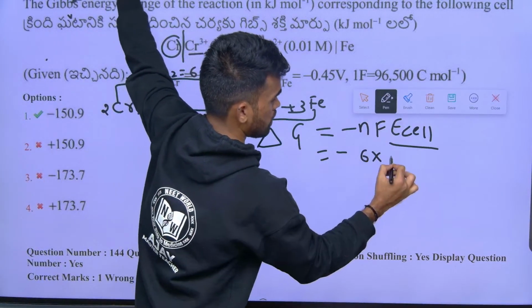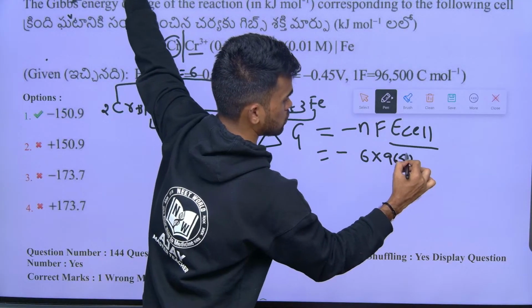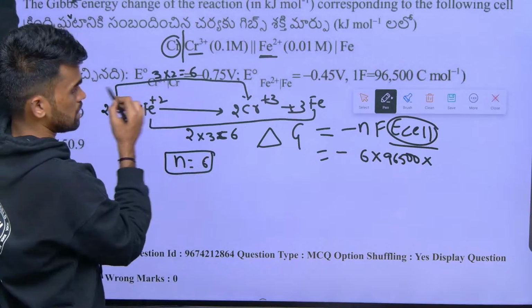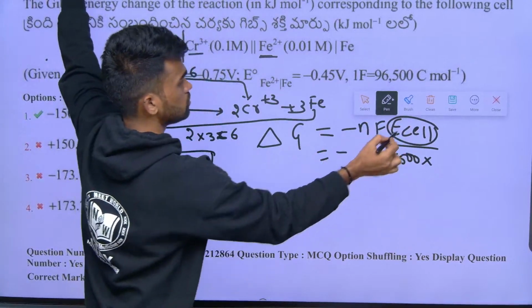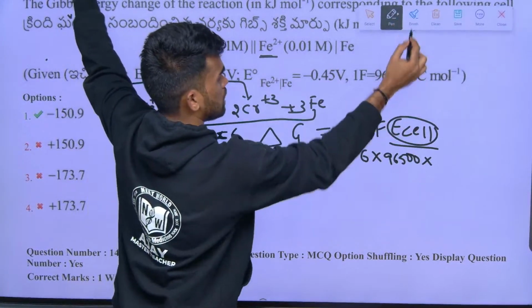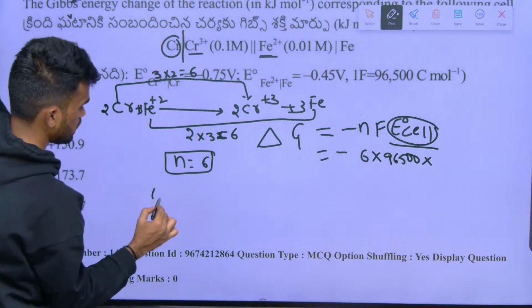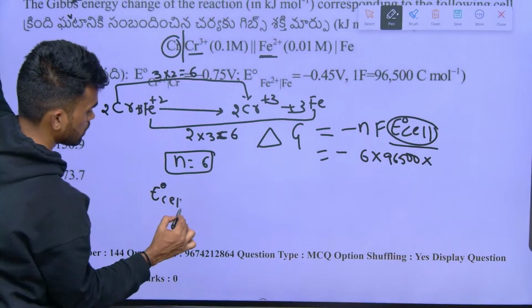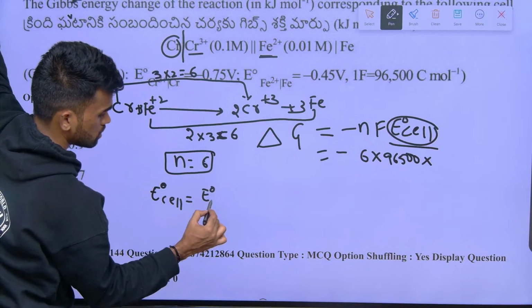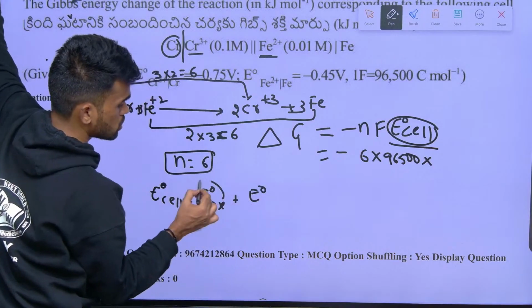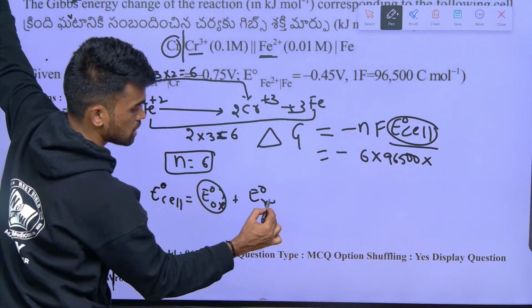Okay, so the F value is 96500, into what is the E cell value here? E cell or E naught cell, we can say. Okay, so how can we get this E naught cell value from these? So which is undergoing oxidation? So for E naught cell I am taking E naught oxidation plus E naught reduction. See, this is the oxidation potential and this is the reduction potential.